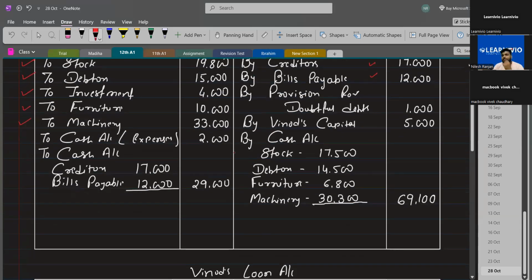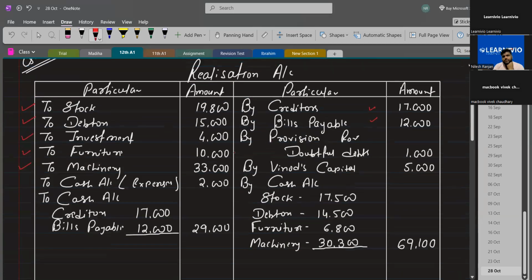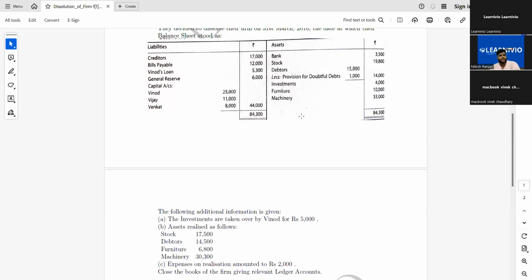Sir, I want to ask you something. Can you show me the question, from where you get all these details? It's mentioned there. Which detail? Like this: by creditors, by bills payable, by provision for doubtful debts. They have mentioned everything there. Okay, sir.